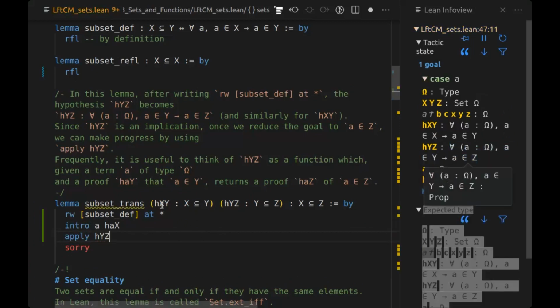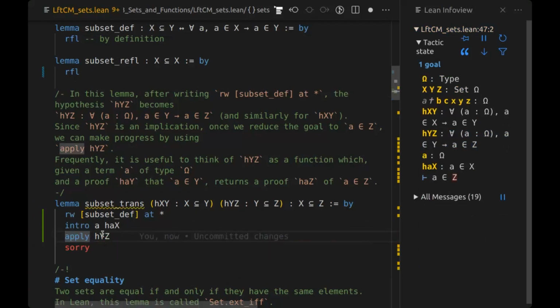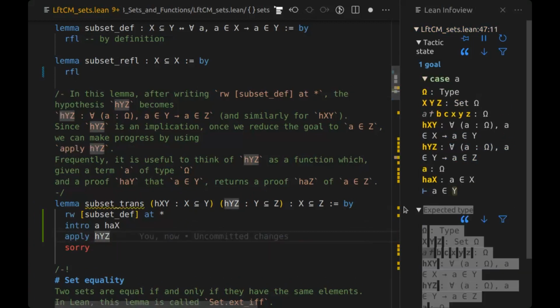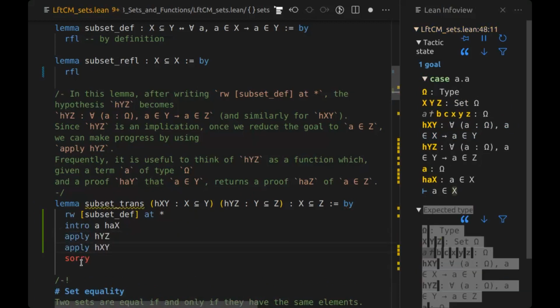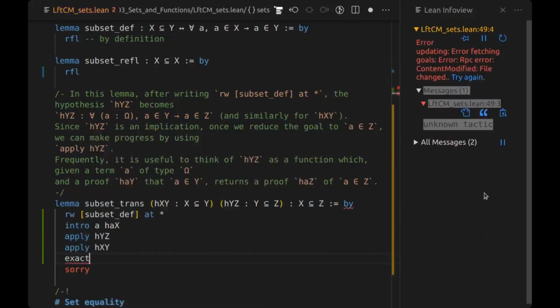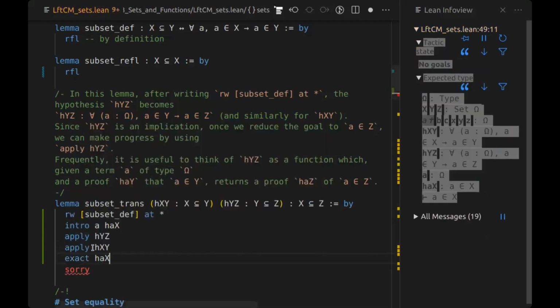Sorry, it's HYZ. Now the goal changed. So before I had to prove that A belongs to Z, but after this apply, I just have to prove that A belongs to Y. Now I use the previous hypothesis, sorry. So I apply HXY. Now this is going to change the goal to A belongs to X, but this is something that we are assuming from the beginning, right? So now the goal is just exact HAX.